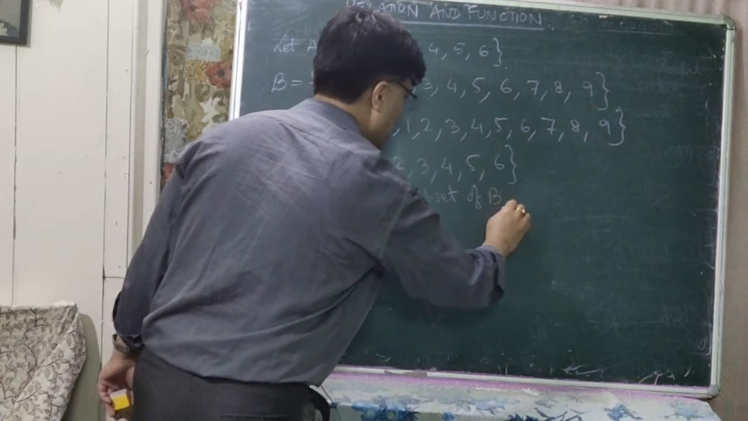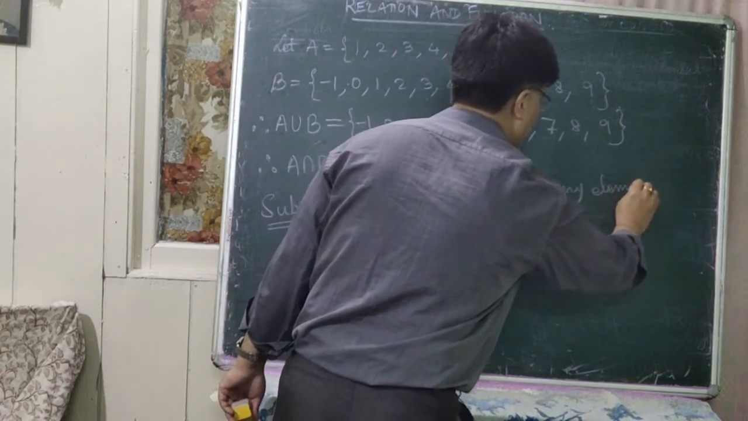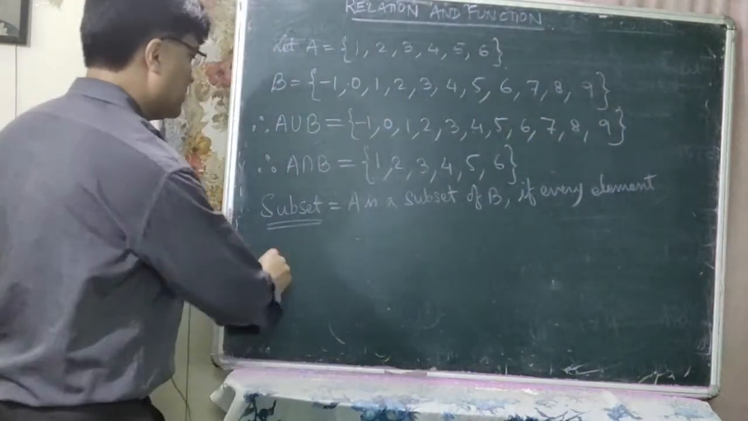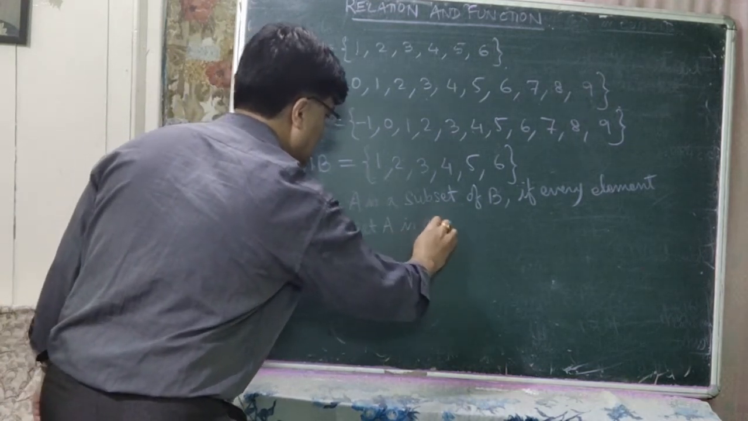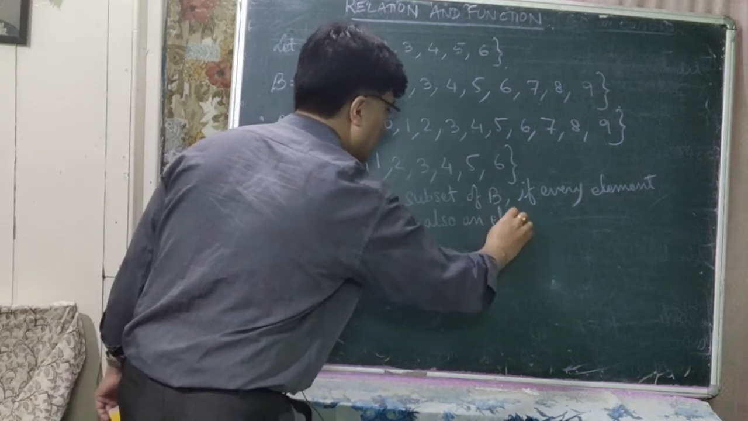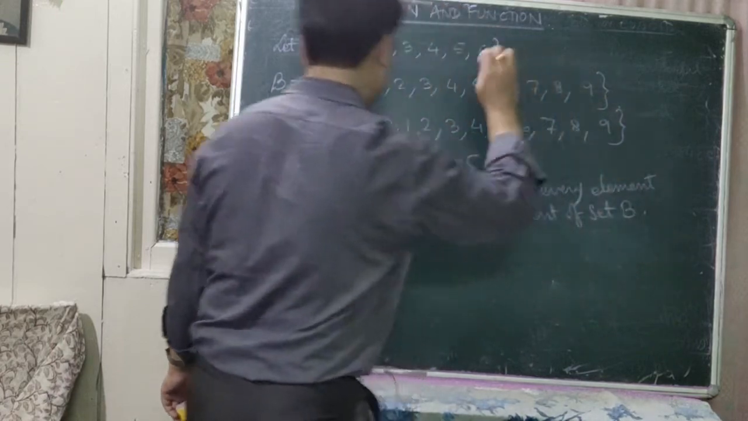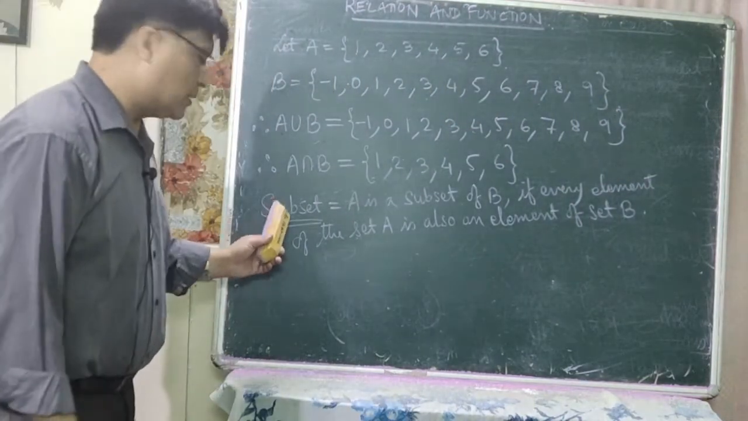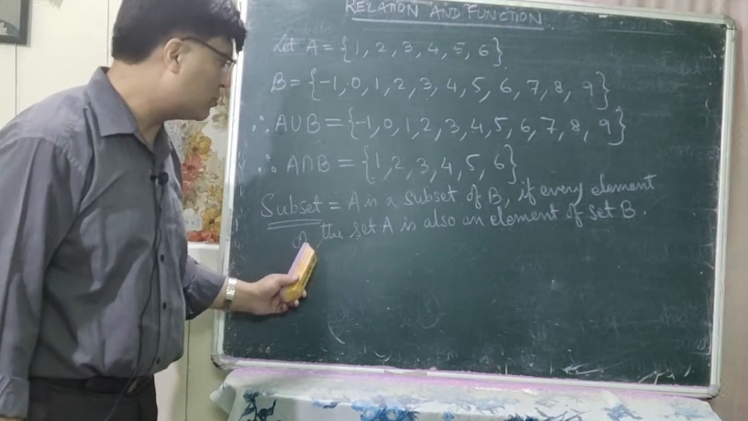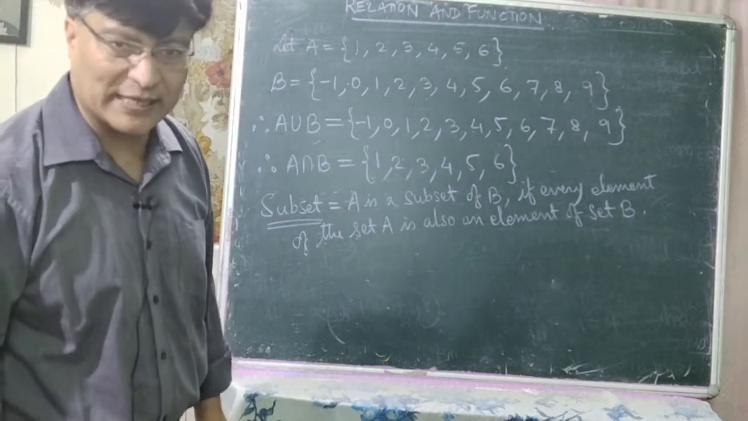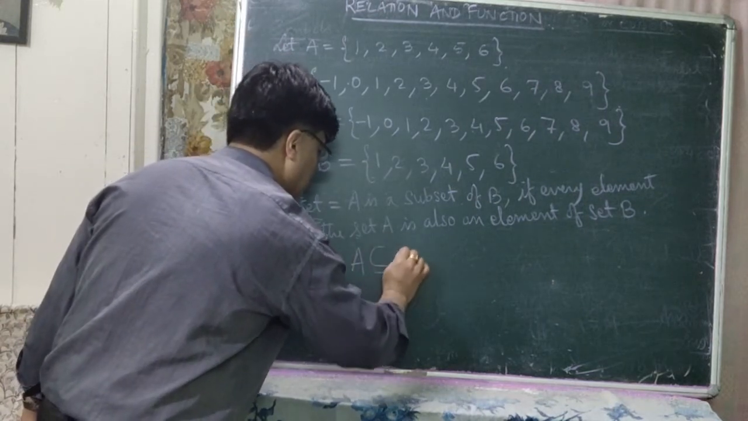So what is the definition of subset? A is a subset of B if every element of the set A is also an element of set B. Capital A is a subset of B if every element of the set A is also an element of set B. Okay, so its notation is capital A is a subset of.